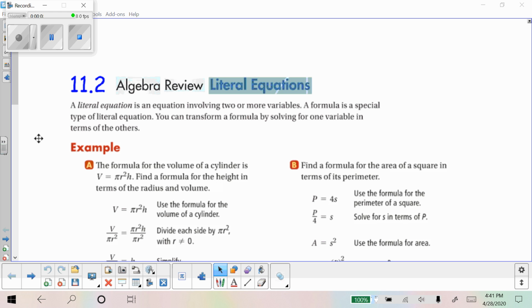It's Mr. Hermanson again. Today we're going to be doing 11.2, which is a lesson about finding the surface area of polyhedra. This little algebra review on literal equations might help you. Why don't you go ahead and see if you can do them. Check your answers, and if you need more help with it, let me know.